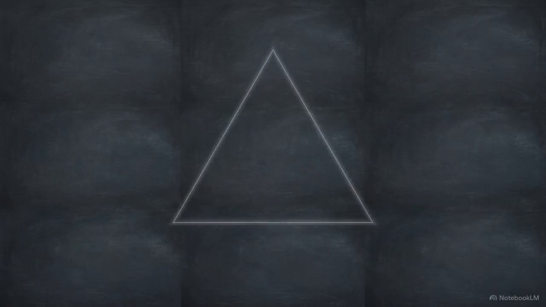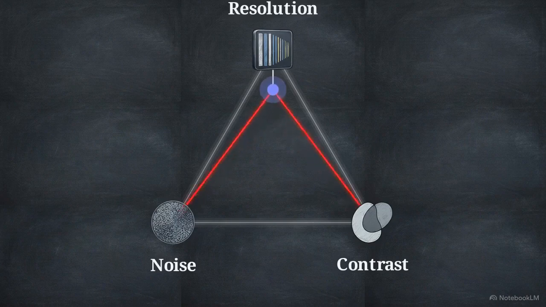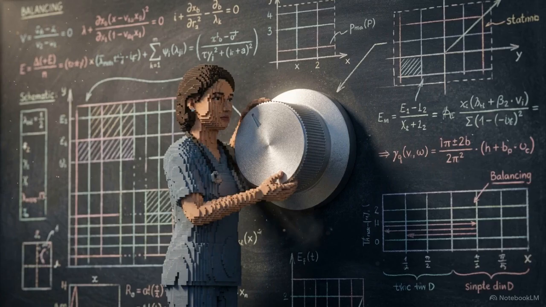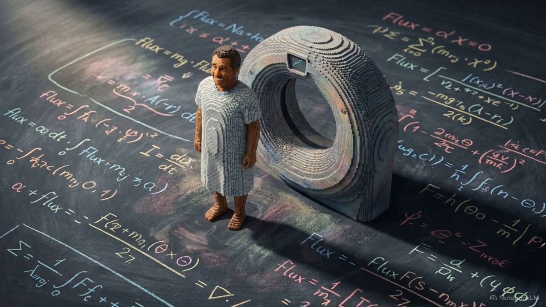Look at this diagram of the diagnostic triangle. Resolution, noise, and contrast are permanently tethered. Moving your protocol closer to one node mathematically pulls your image quality away from the others. True mastery of CT physics means balancing this equation for every specific clinical question. It requires securing just enough photon statistics to overcome the stochastic noise floor, capturing diagnostic resolution while strictly minimizing patient radiation.